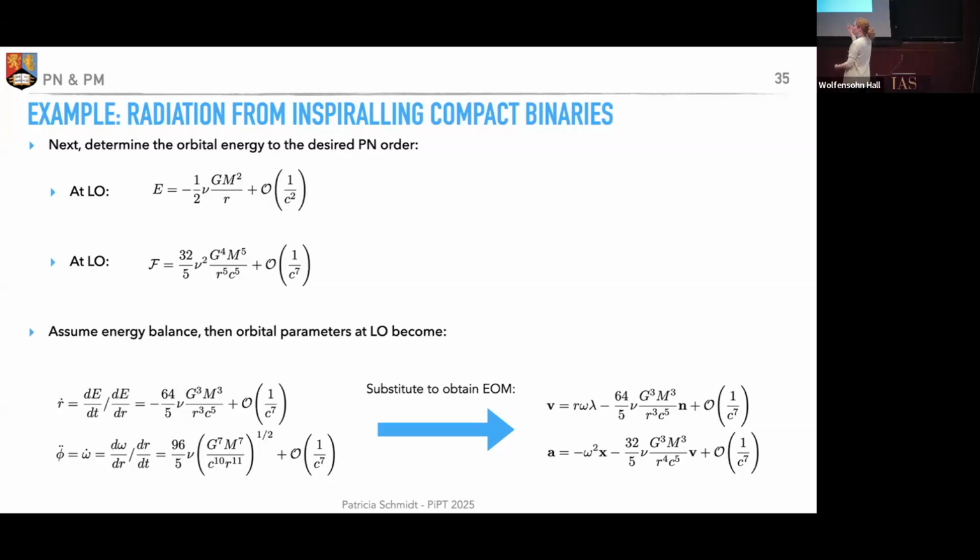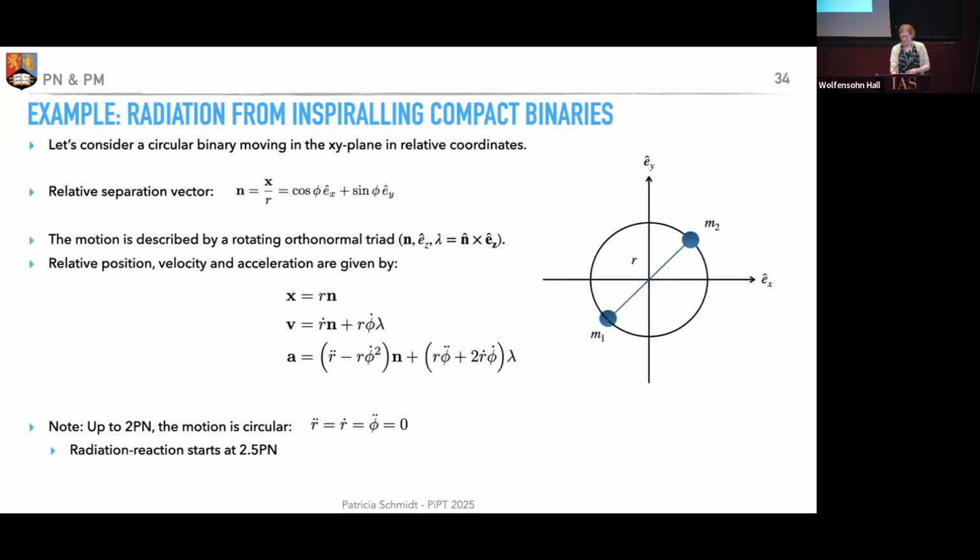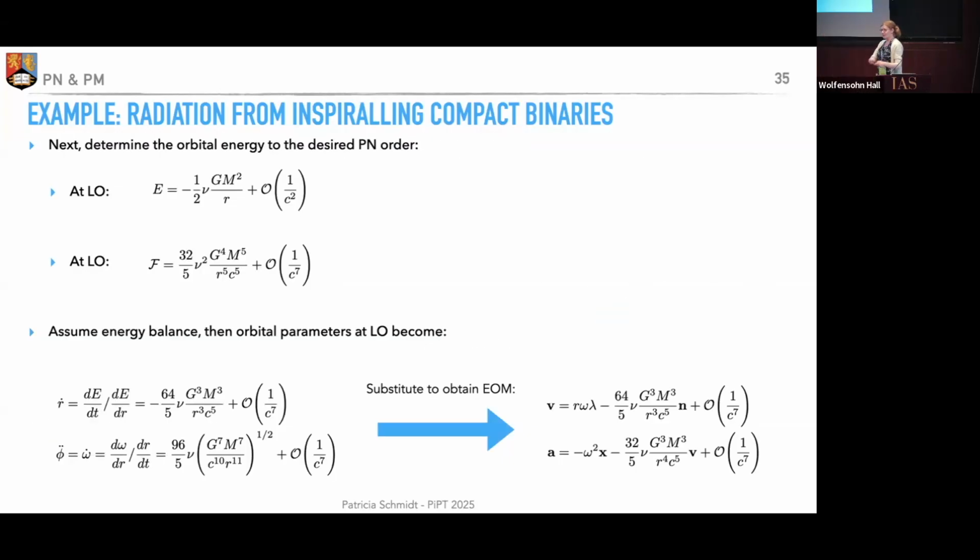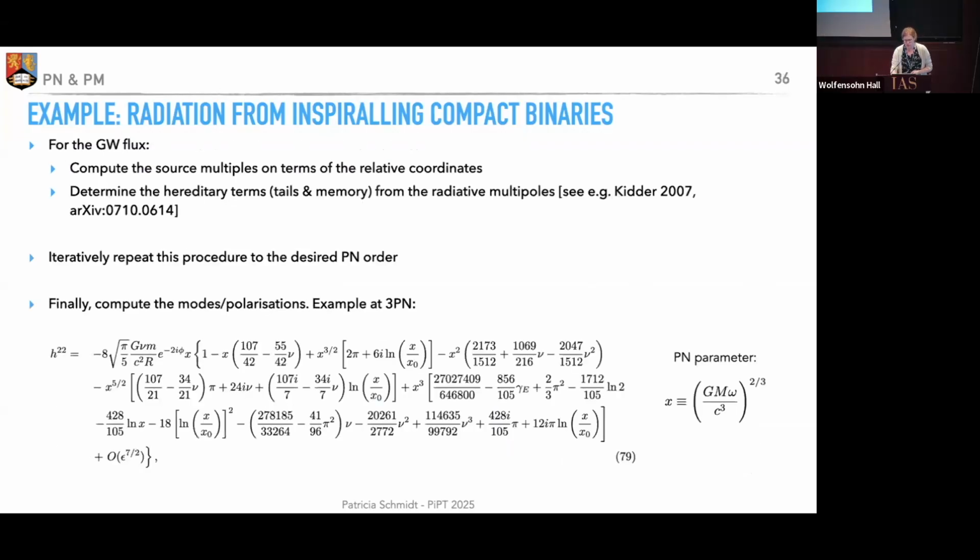And then we substitute it back into our equations of motion. We rewrite those, and then we do the next order. We do this iteratively up to, well, as much as you can, essentially, which becomes harder and harder the higher you go in your PN orders.